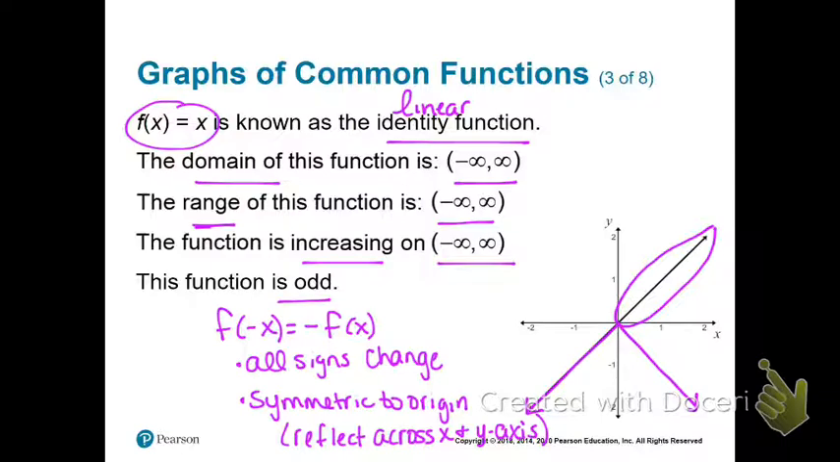Now, also for linear functions, we don't use a table really because we know they can be written as y equals mx plus b, and we can just use our slope and our y-intercept to graph it.